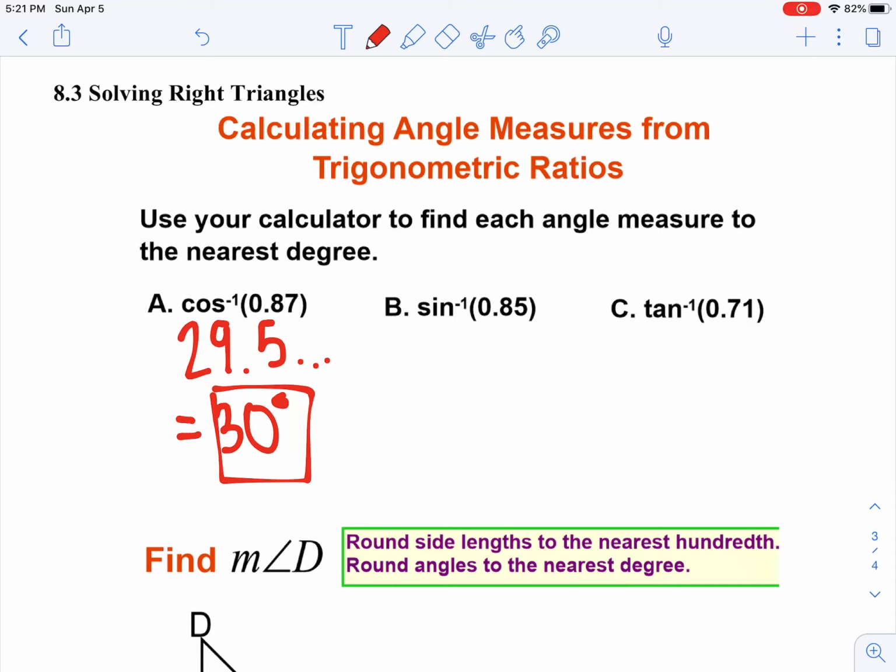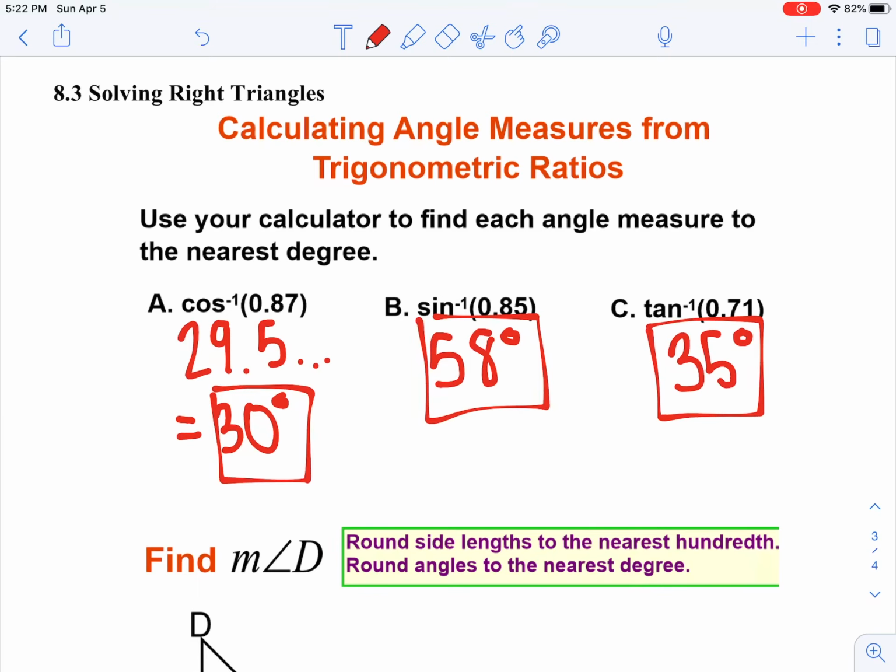Okay, go ahead and try the next one. This one's the sine inverse. So you would hit second sine, 0.85 equals. And this one, to the nearest degree, should be 58 degrees. Part C, we have the tangent inverse, so hit second tan, 0.71, and you should get 35 degrees.